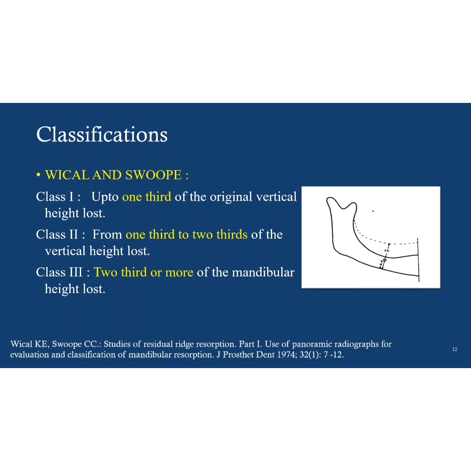Wical and Swoope, Class 1, up to 1/3 of the original vertical height lost. Class 2, from 1/3 to 2/3 of the vertical height lost. And Class 3, 2/3 or more of the mandibular height lost. How this is measured, we'll see in the upcoming slides.